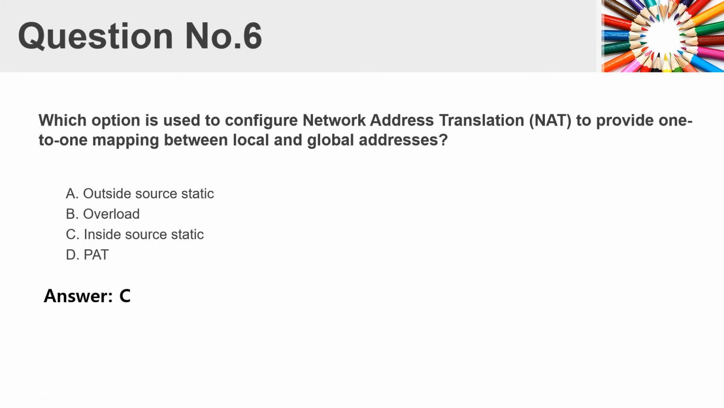Question number 6. Which option is used to configure Network Address Translation (NAT) to provide one-to-one mapping between local and global addresses? A. Outside source static. B. Overload. C. Inside source static. D. PAT. Answer: C.